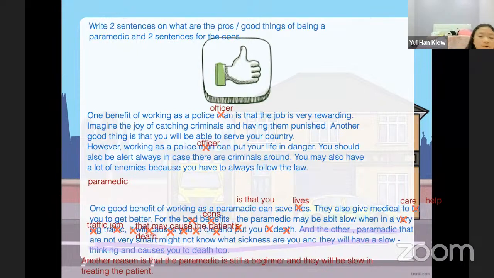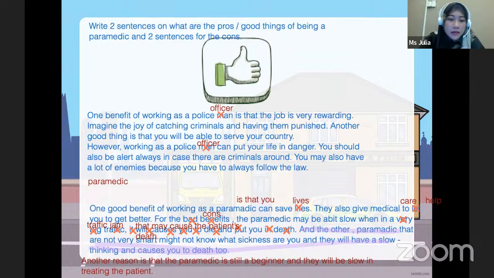But the cons, the paramedic may be a bit slow when in a traffic jam. A big jam may cause the patient's death. Okay.